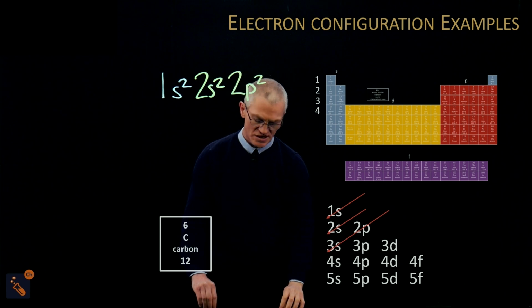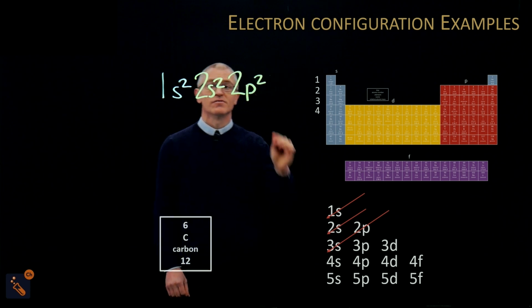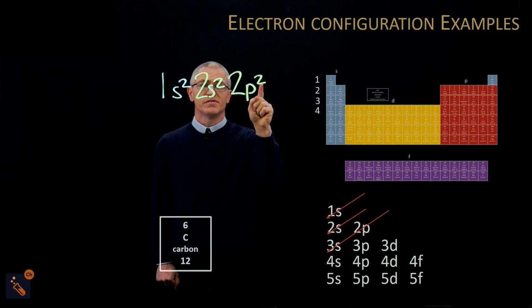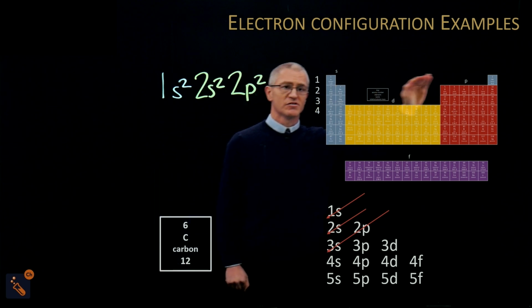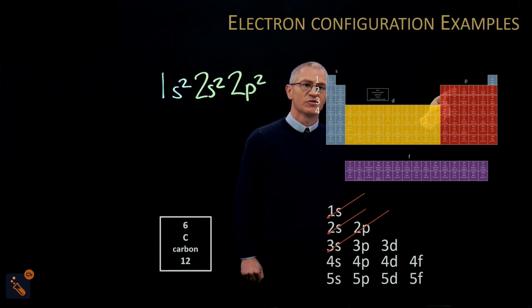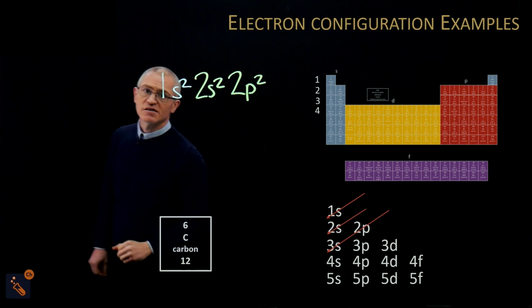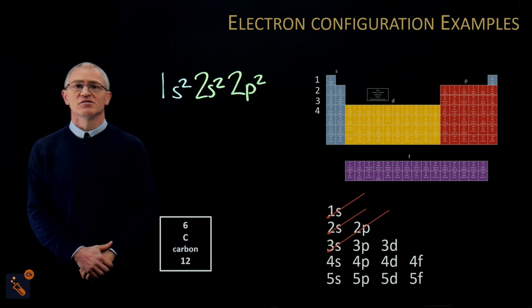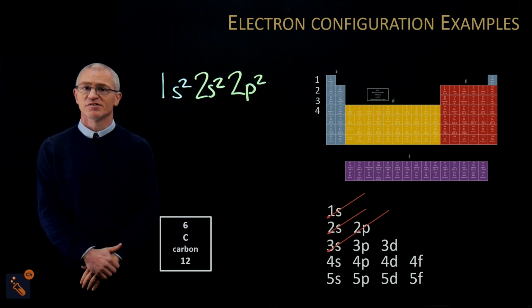Okay, so we have got 1, 2, 3, 4, 5, 6 electrons. We followed the periodic table to our element. Okay, and so 1s2, 2s2, 2p2 is the electron configuration of carbon.